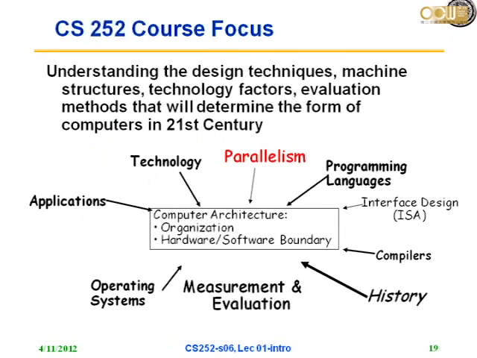Okay, now let's see. Understanding the design techniques, machine structures, technology factors, and evaluation methods that would determine the form of computers in the 21st century. So, what is computer architecture? It has to do with applications, technology, programming languages, interface design, compilers, and we need to know a lot of history. Of course, we also need to understand operating systems. We need to know how to measure performance, evaluate the computer system, and also, most importantly, we need to explore parallelism.